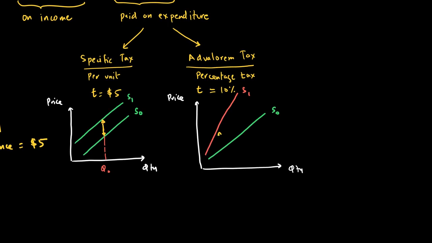But in this case, you can see this distance goes up, because as the price goes up, the value of the tax goes up, and the percentage tax means a higher amount will have to be paid. So for example, 10% of $100 will be $10, but 10% of $1,000 will be $100. So the higher the price, the higher will be the tax amount paid, because the tax rate is in a percentage form.